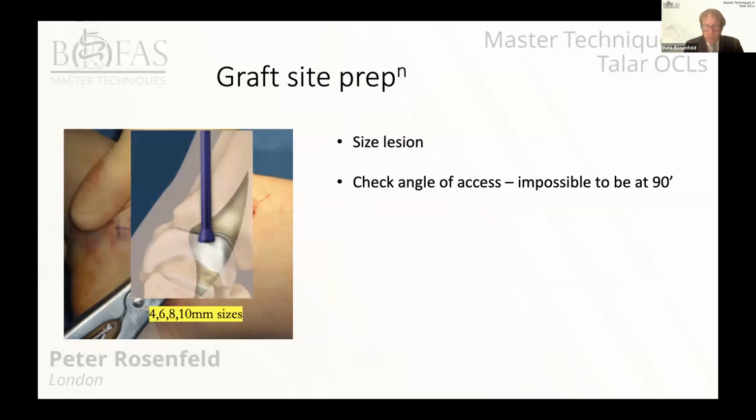And you want to check your angle of access when you're doing this, because actually it's very rare to get it perpendicular. And so you always have to drill an oblique hole and an oblique plug, which means when you harvest it, you've got to think of that angle as well. So there's a bit of eyeing the angle of the dangle when you do this.